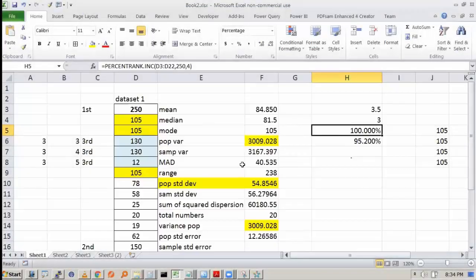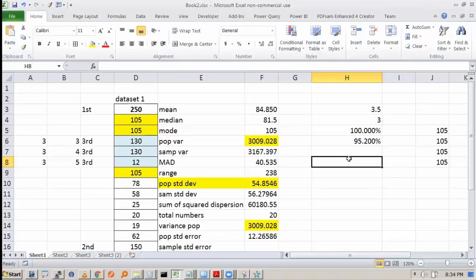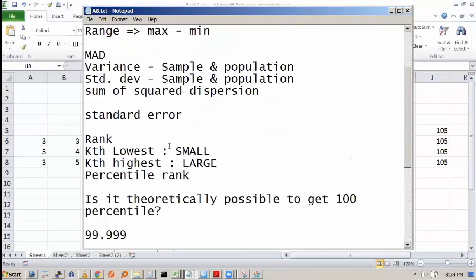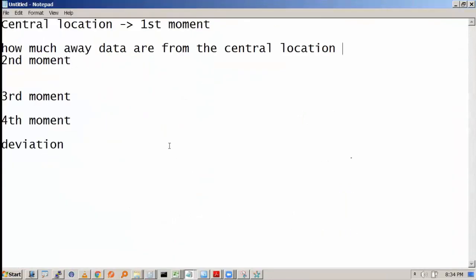Now, one descriptive statistic we have not done is kurtosis and skewness. Remember I said that central location is the first moment, dispersion is the second moment, and the third moment in statistics is called skewness.